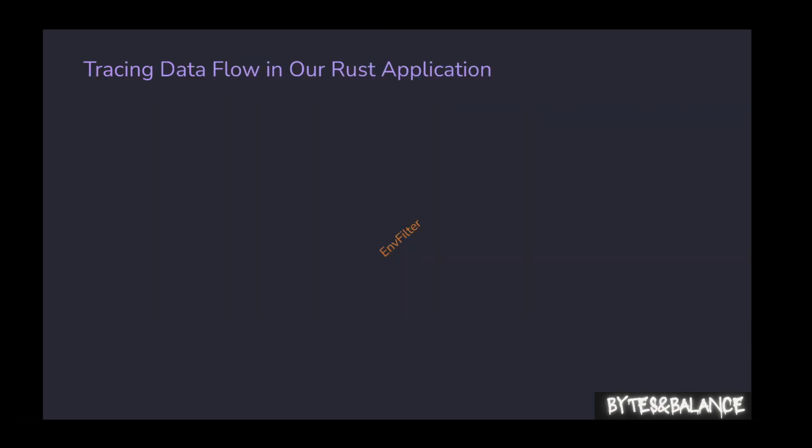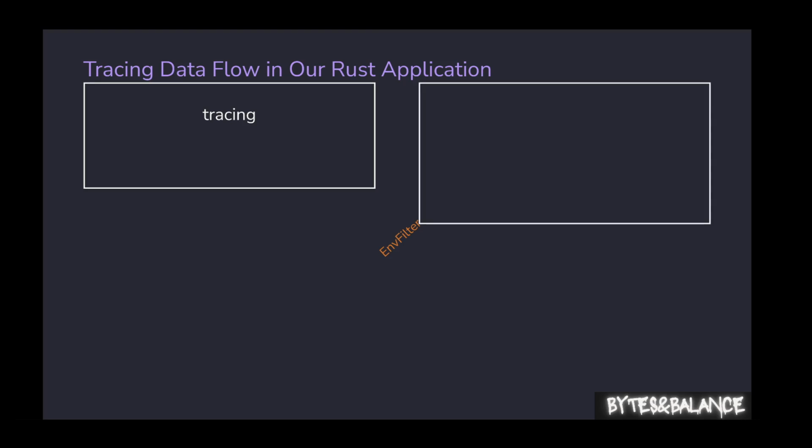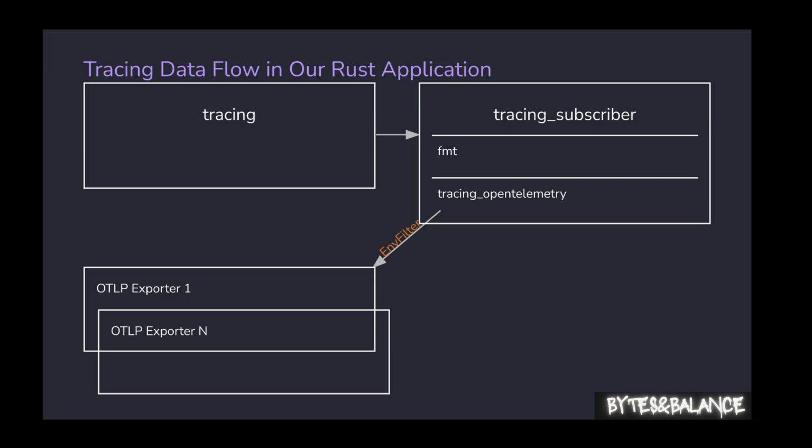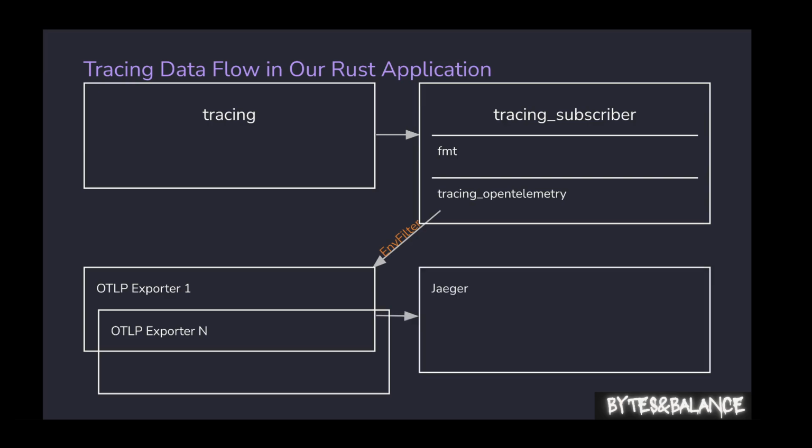In order to show you how tracing data flows in our application, I'll put together this diagram. We've got different components that we break down into steps. We've got the tracing crate, the tracing subscriber crate, and then layers of formatter, tracing OpenTelemetry, and filter, a number of OTLP exporters, and then the data flows into Jaeger. Now let's look at them step by step.